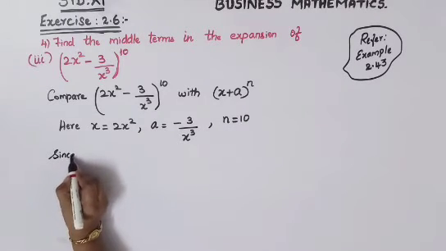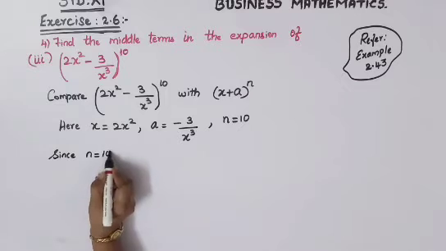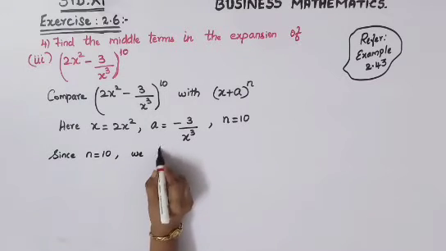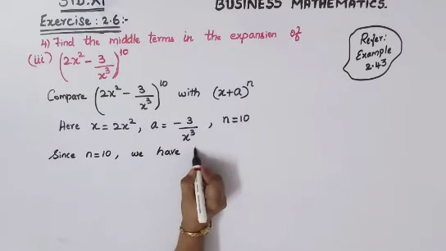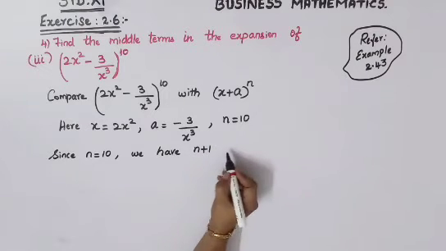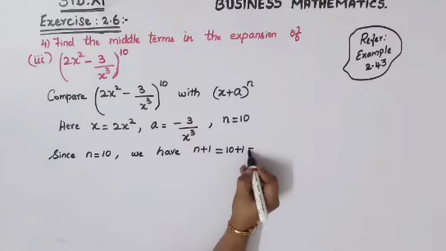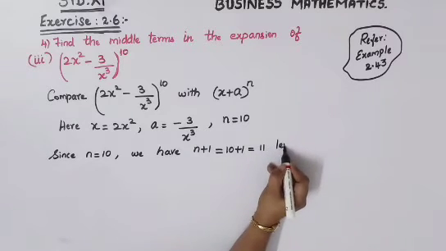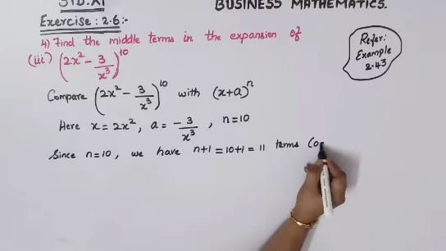Since n is equal to 10, we have to find the number of terms. n plus 1 is your formula. So 10 plus 1 is equal to 11 terms. First you will have to find how many terms there are. So you will have 11 terms, so that is an odd number.